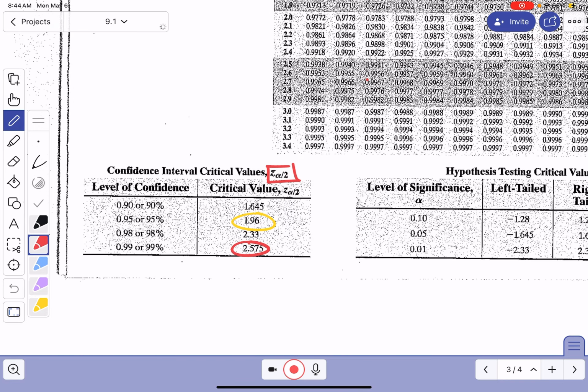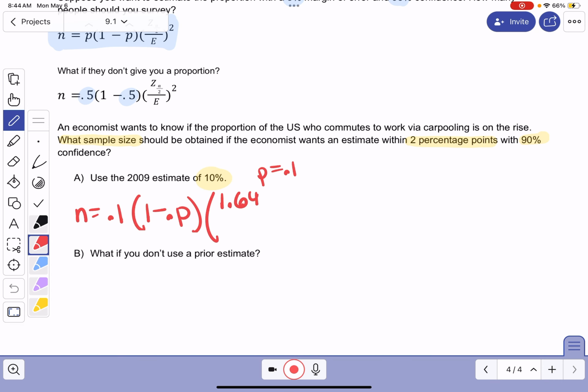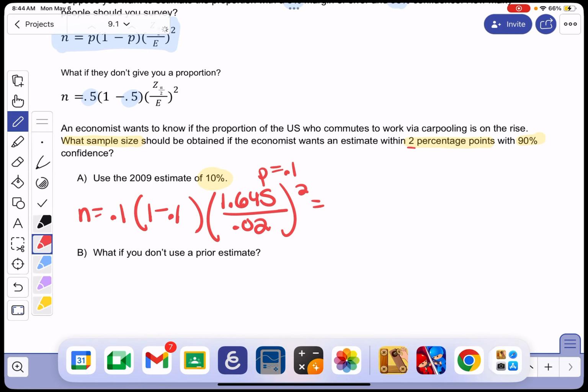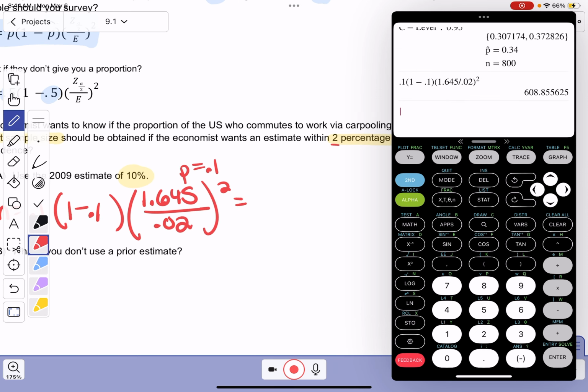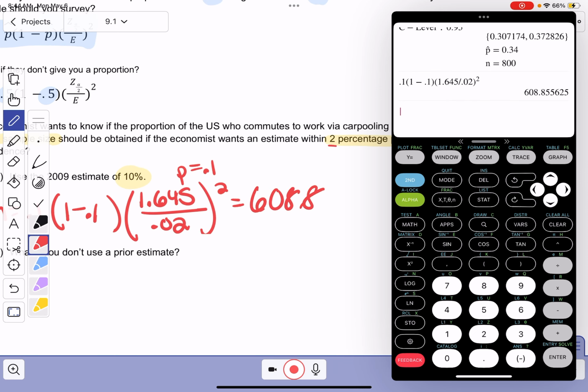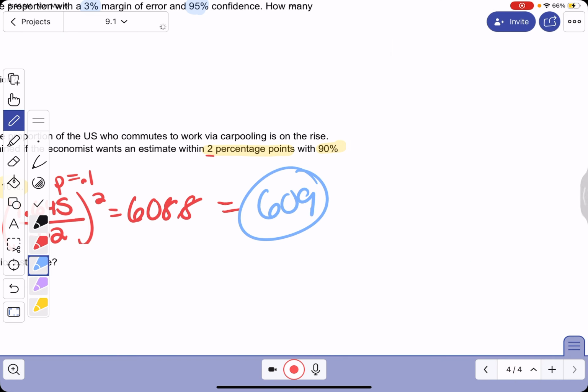And then we go to our table. 90% is 1.645. It should be 0.1. And then our margin of error is 2%. So we're going to divide by 0.02 squared. If I type that in the calculator, 1.645, you get 608.8, and you always round up no matter what. So we're going to ask 609 people.